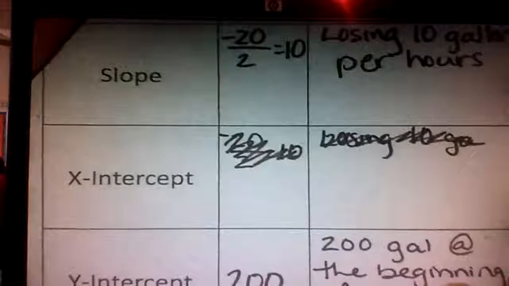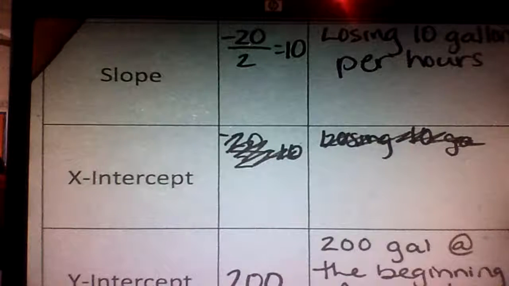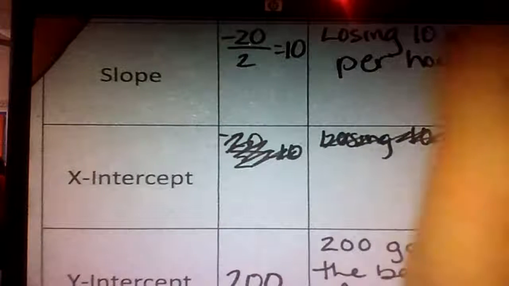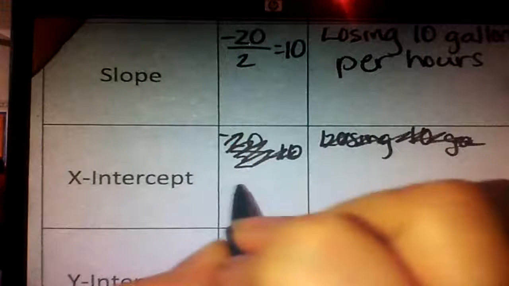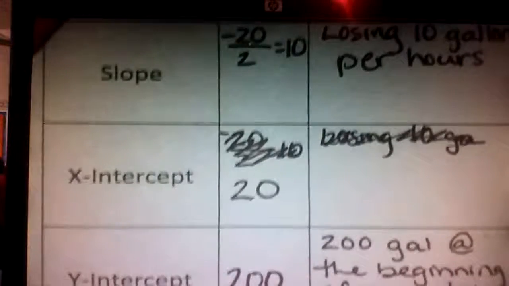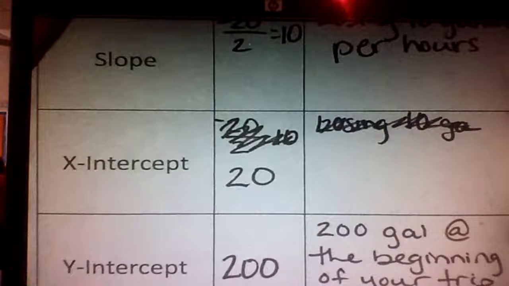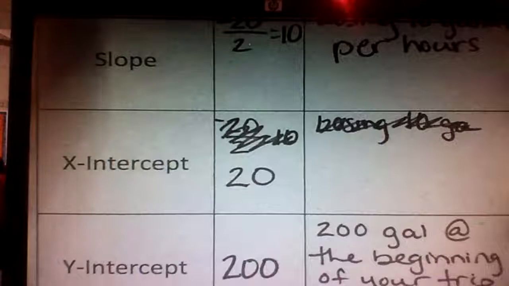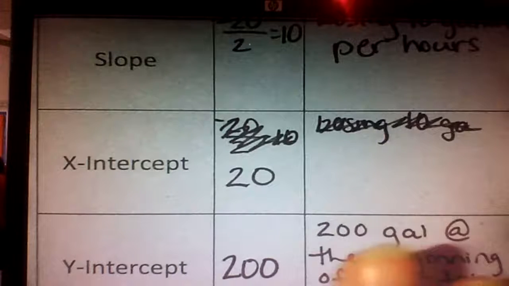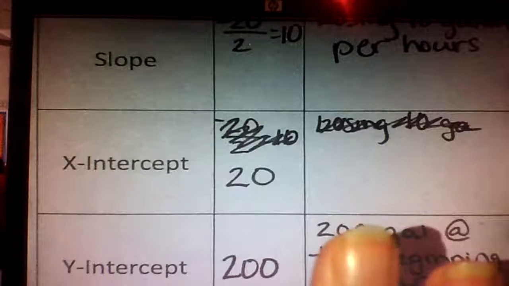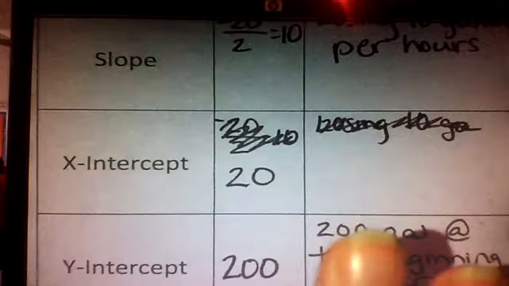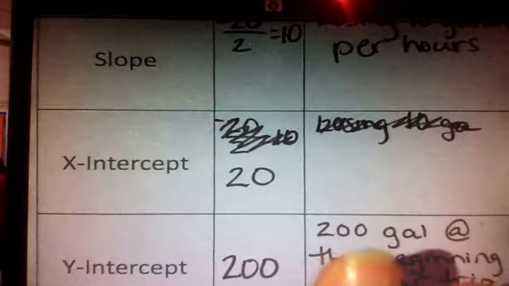Okay. Do I have an x-intercept in this problem? 20. Okay. Where does it cross the x-axis? Well, it crosses at 20. What does that mean? At 20 hours, I have what in my tank? 0. So after I've driven 20 hours, I'm out of gas.